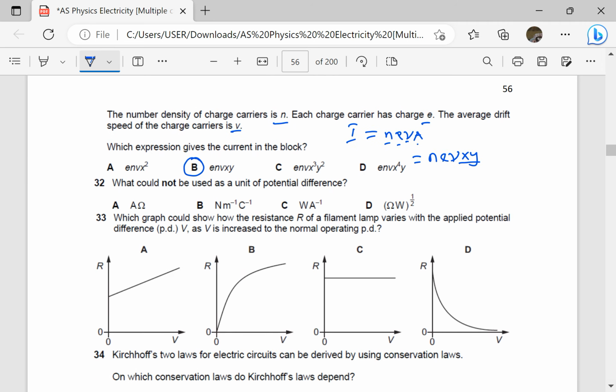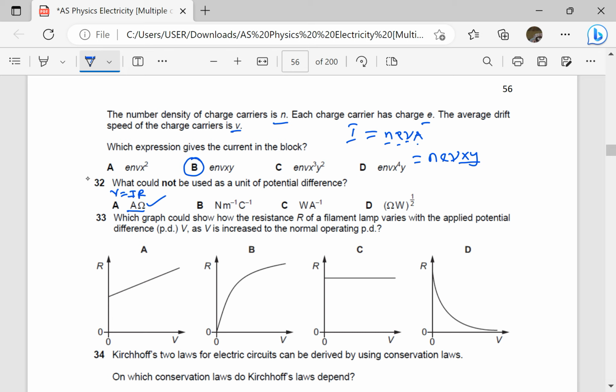What could not be used as a unit of potential difference? Let's see. This is ampere, ohms. Ampere is current, ohms is resistance. So that can be V is equal to IR. That is correct.